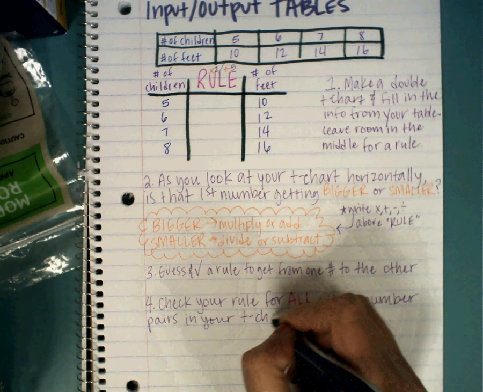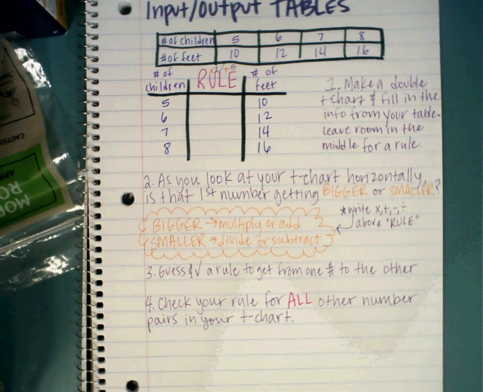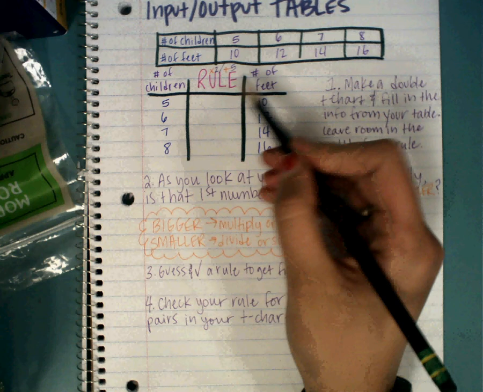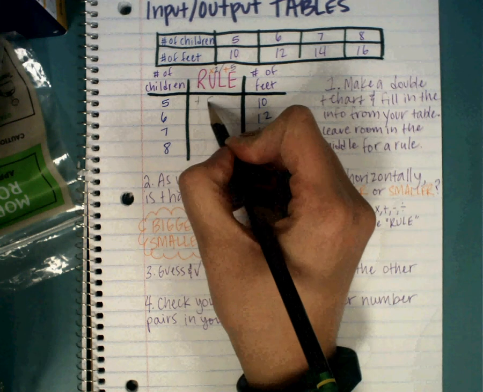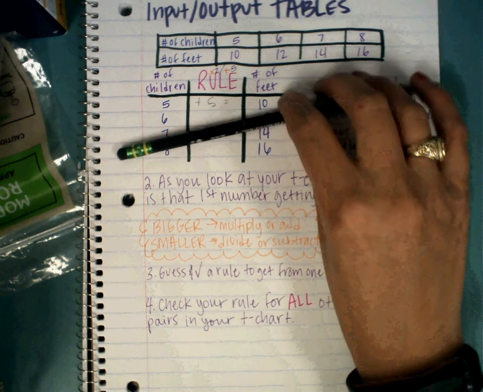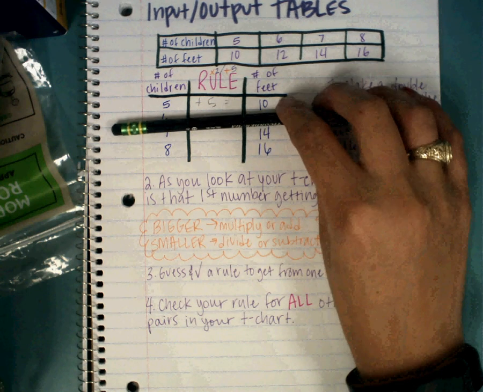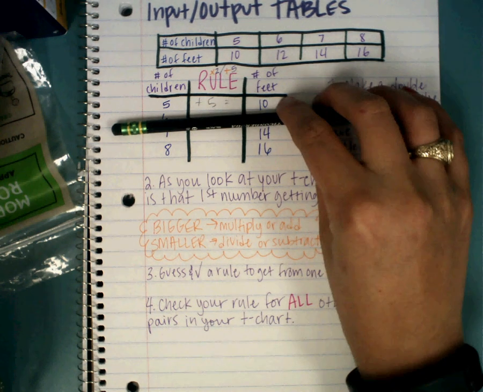Okay, so what that looks like is we're first going to see, I'm going to do this part in pencil so we can erase if we need to. So let's check the 5 plus 5 rule. So I'm going to put plus 5 equals. So this becomes an equation. Do you see this? 5 plus 5 equals 10. Do you agree? Yes. Okay.